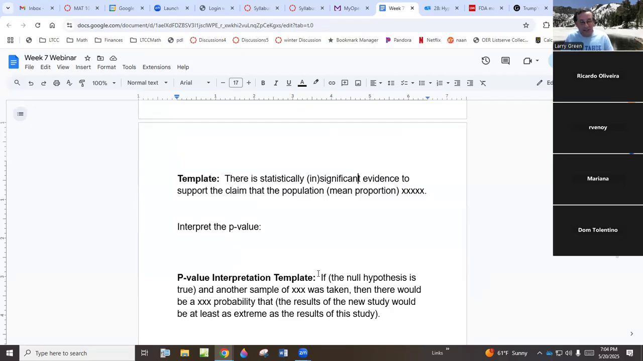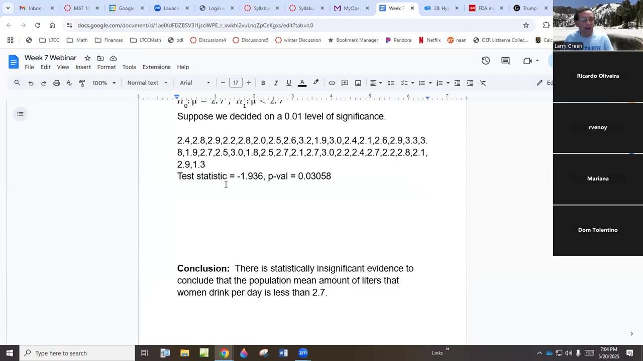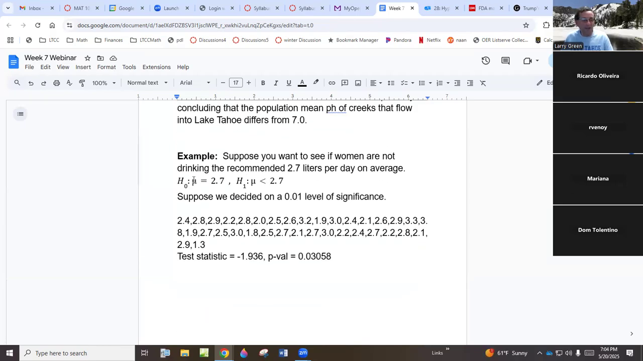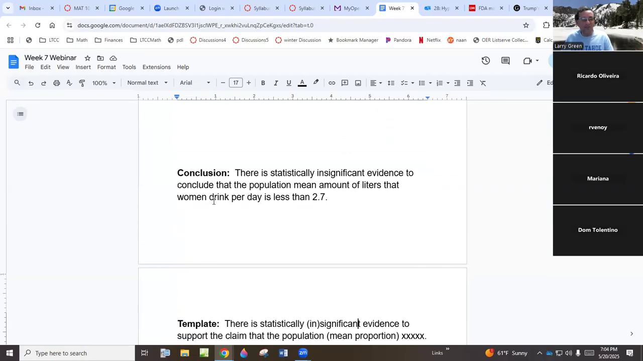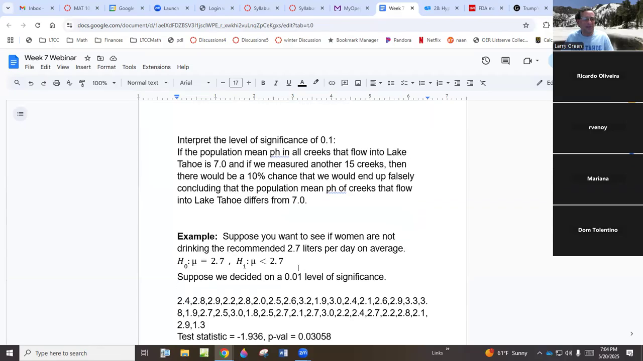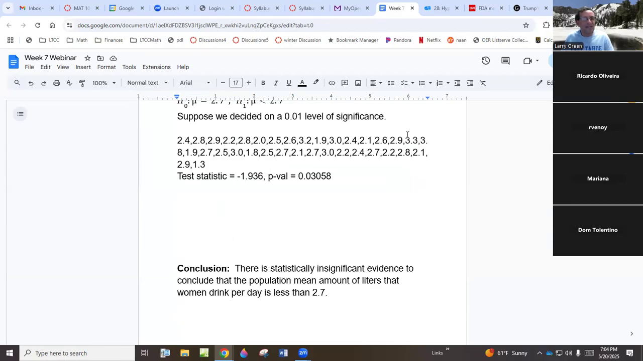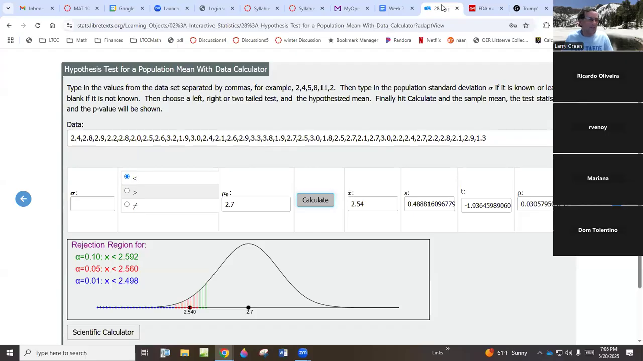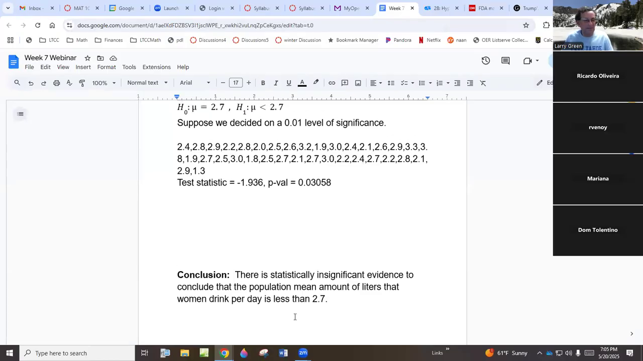For the p-value interpretation, the template is: if the null hypothesis is true. In this case, the null hypothesis was H naught, mu equals 2.7. So that would be the population mean amount of water that women drink per day is 2.7. That's what I mean by the null hypothesis is true. And another sample of whatever. In this case, I don't know if it says how many. You can count. I'll let you count. Of that many women.